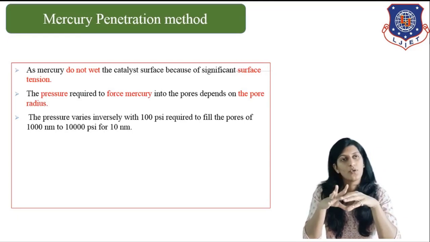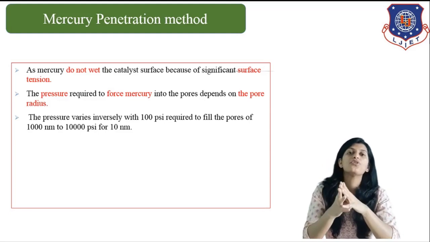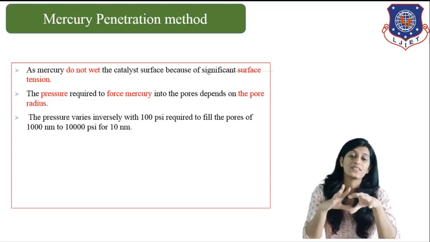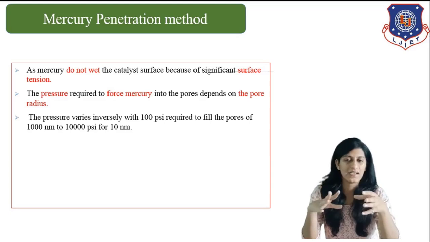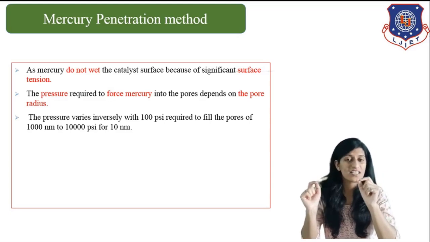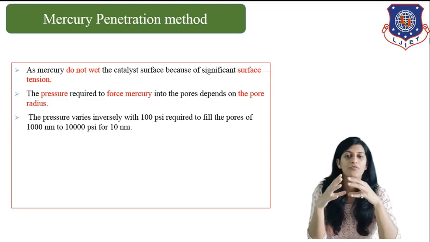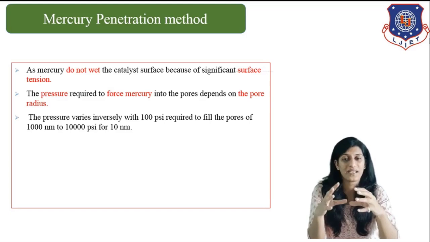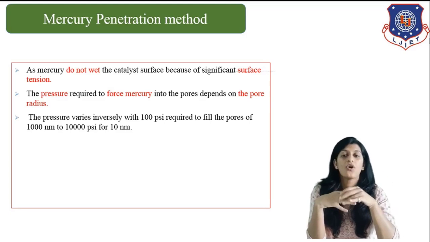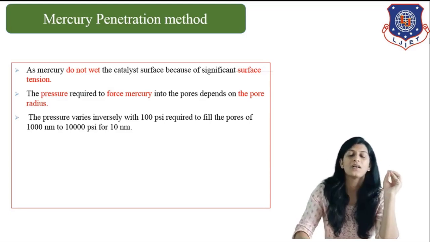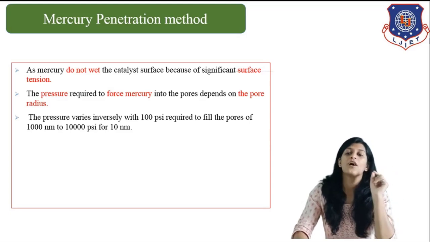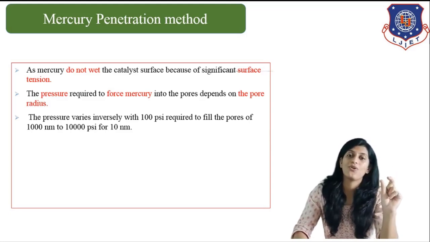As we all know, mercury does not wet the surface of a catalyst or any other material. This is because the surface tension of mercury is such that it does not allow mercury to wet the substance. So using this fundamental only we are using this method.